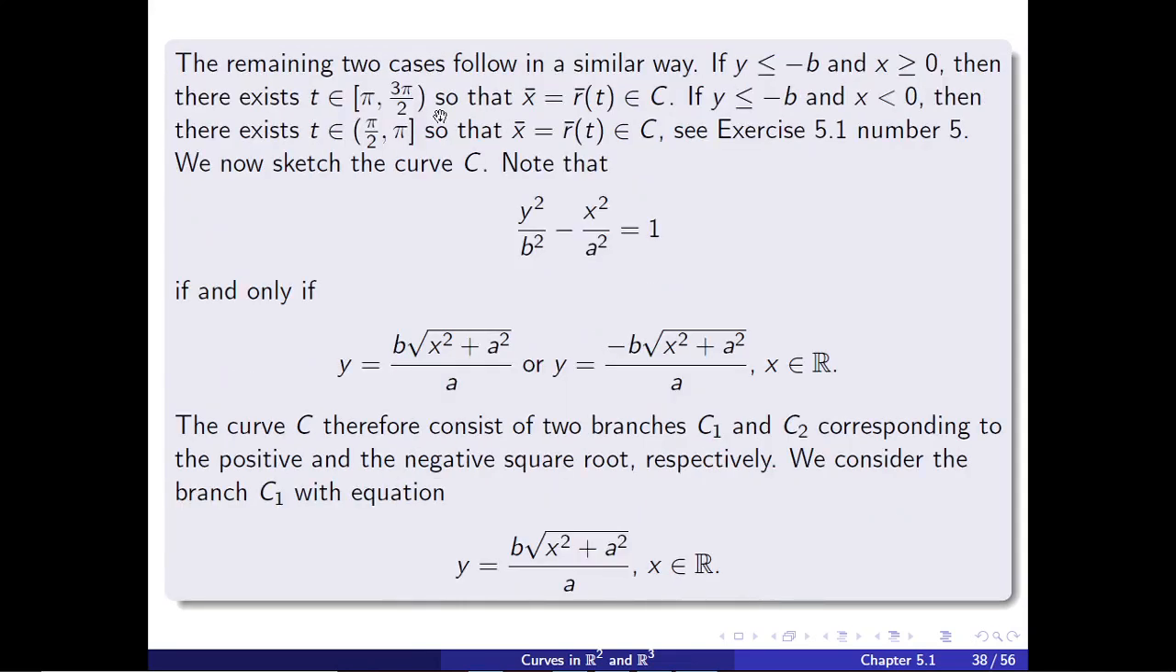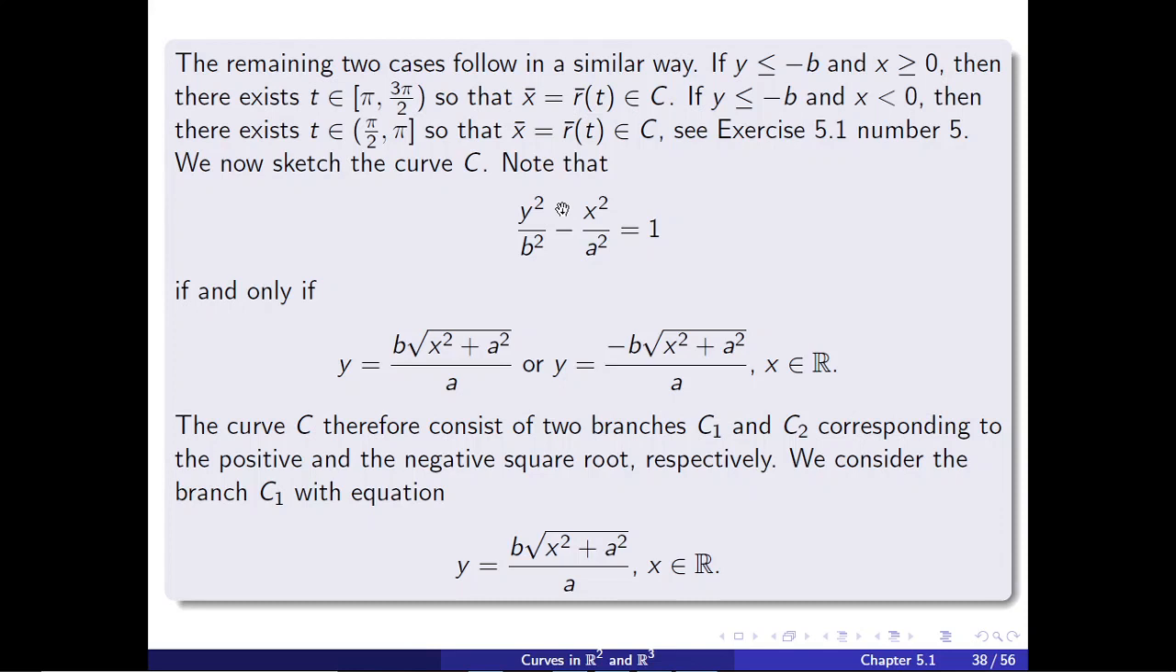So for the two remaining cases, they follow in a similar way. If y is less than or equal to minus b and x is greater than or equal to 0, then there exists a t between pi and 3 pi over 2, so that this happens. And if y is less than or equal to minus b and x is less than 0, then there exists a t between pi over 2 and pi, so that (x, y) is in there. And this is given as exercise 5.1, number 5 in the exercises of the textbook.